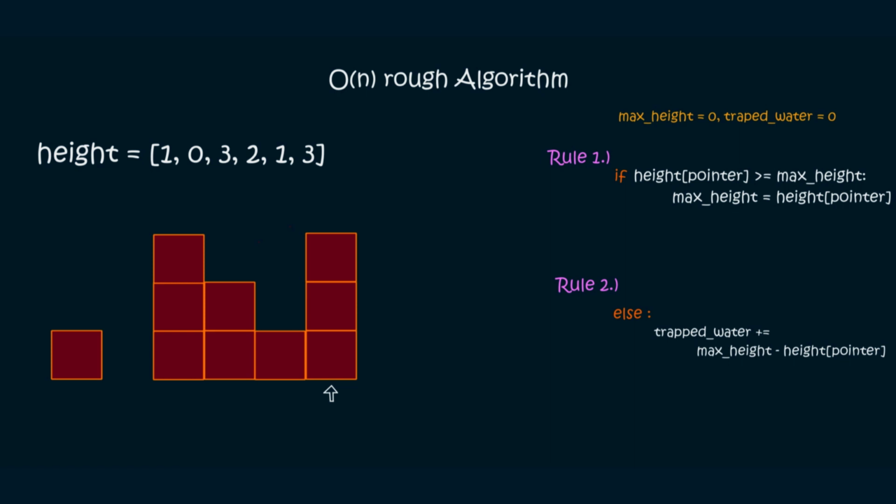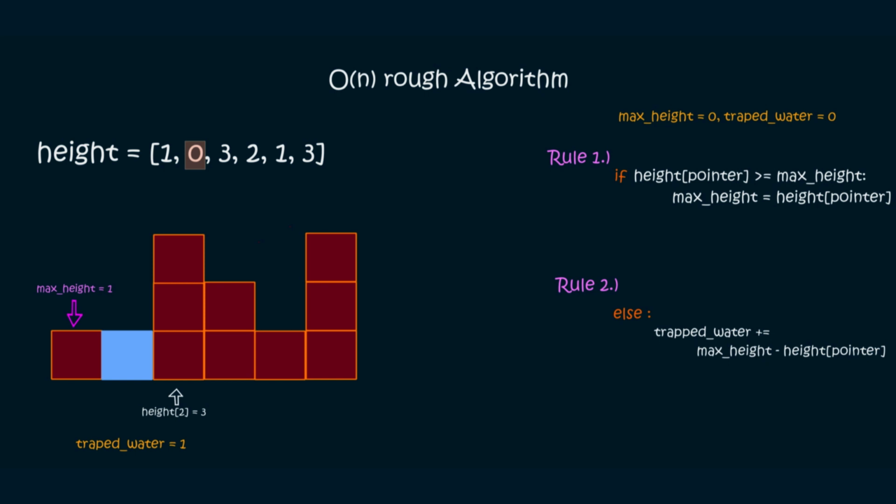Currently, we are at index 0. At index 0, the current height is 1, which is greater than the maximum height, which is 0. So according to rule number 1, we will update the maximum height with the current height and increment the pointer. Now we are at index 1. At index 1, the current height is 0, which is less than the maximum height. So according to rule number 2, we will add the height difference between the maximum height and the current height to the trapped water and increment the pointer.